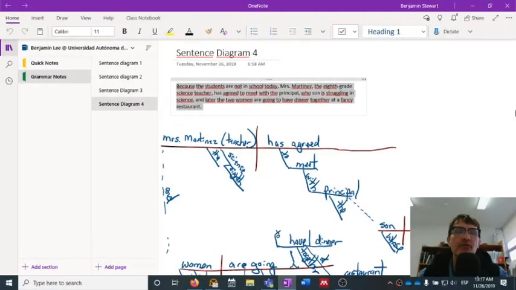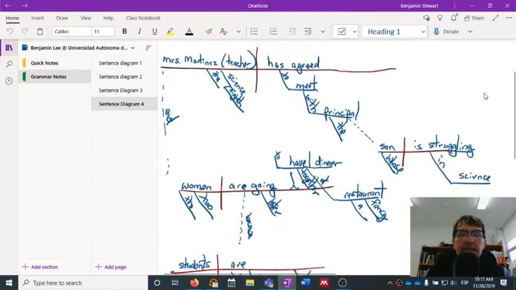Sentence diagram number 4, we're going to look at the following example. Because the students are not in school today, Mrs. Martinez, the 8th grade science teacher, has agreed to meet with the principal, whose son is struggling in science. And later the two women are going to have dinner together at a fancy restaurant. Now let's take a look at this example.